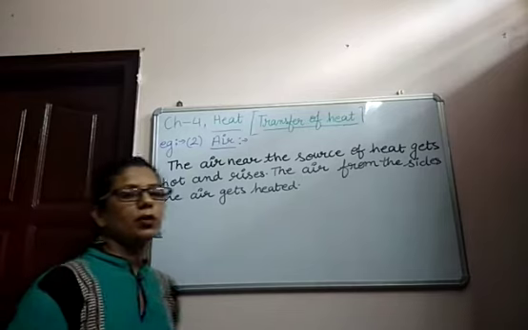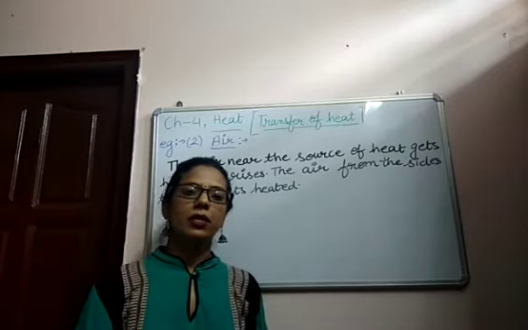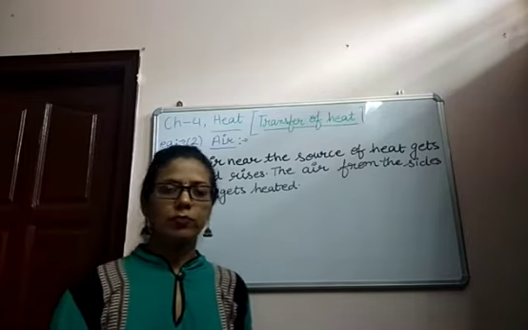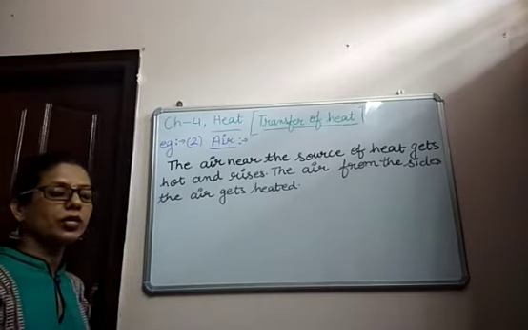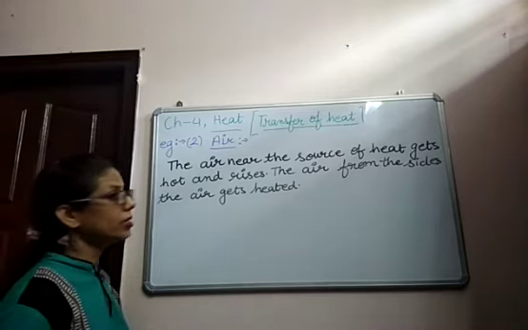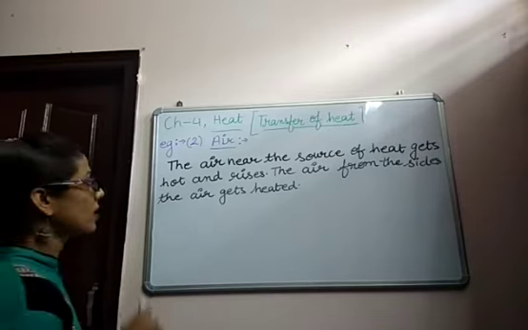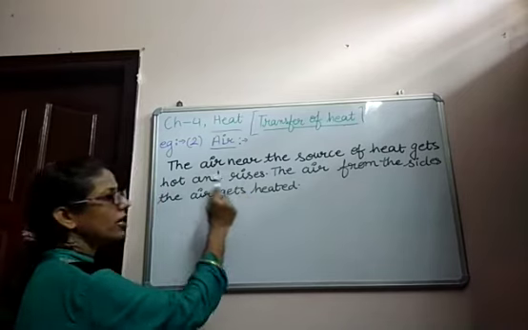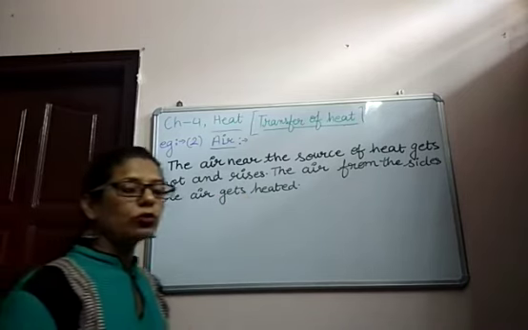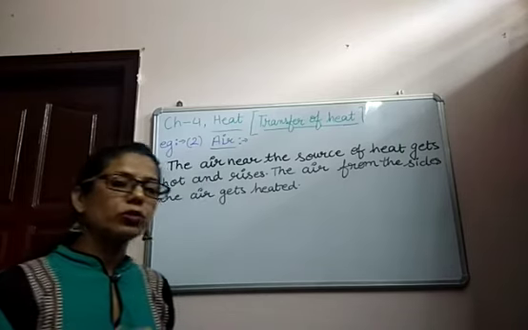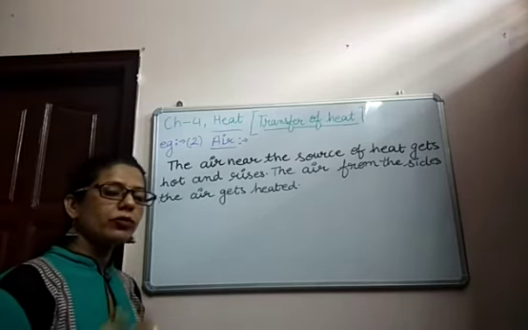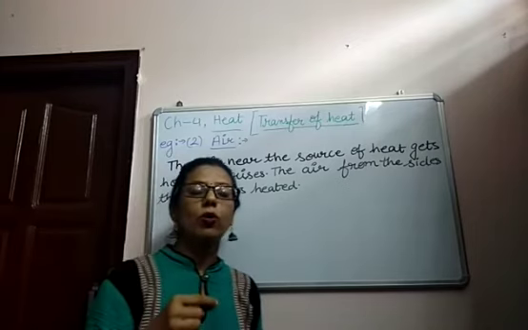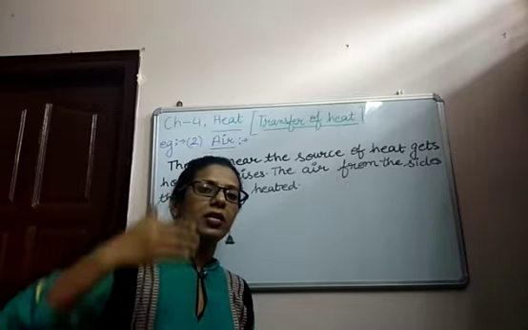Now, the second example is air, because we are saying that by the convection method, heat can transfer in liquids and gases. We have learned about liquids, meaning water. Now we will discuss how heat flows by the convection method in air. We are taking air as the example for gases. The air near the source of heat gets hot and rises up. The molecules of air near the source of heat become hot, and after becoming hot, they become lighter in weight and start rising up.